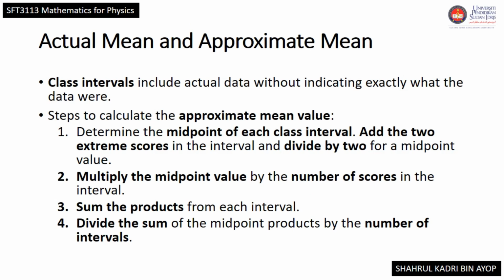For a frequency distribution table, we can determine the actual mean. However, for a group frequency distribution table, we only have class intervals. So, we cannot determine the actual mean because we cannot determine exactly where the data were. So, we can only calculate the approximate mean. These are the steps to calculate the approximate mean value.